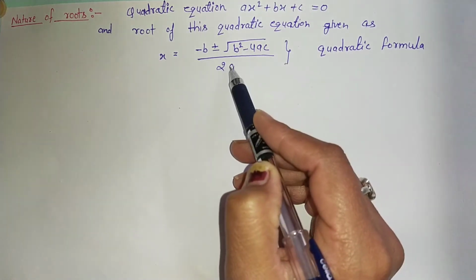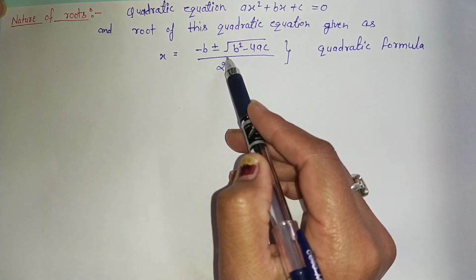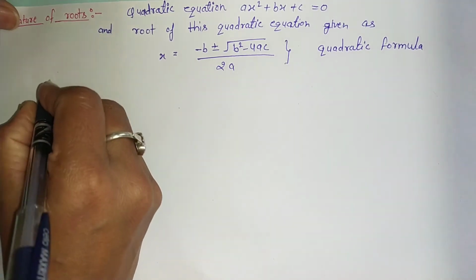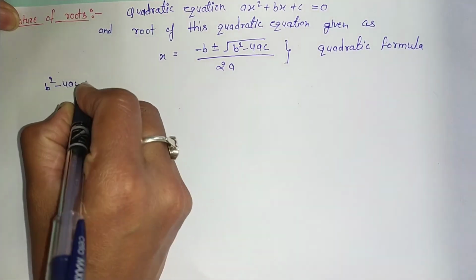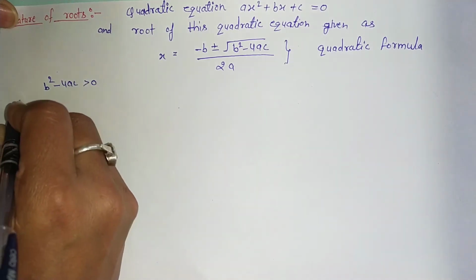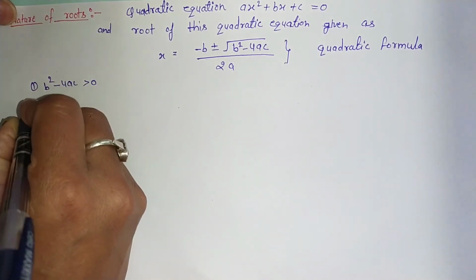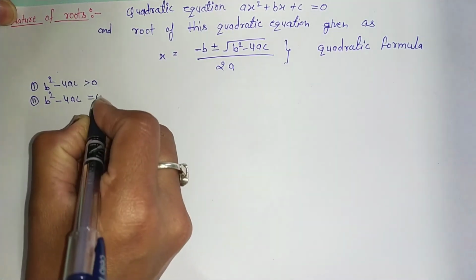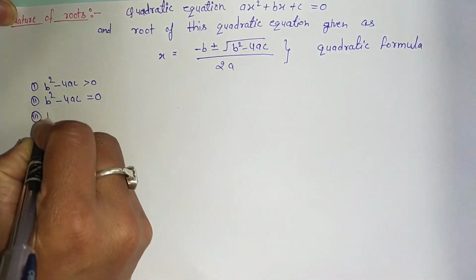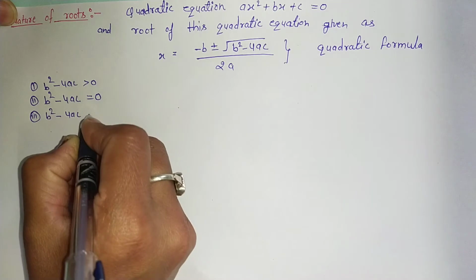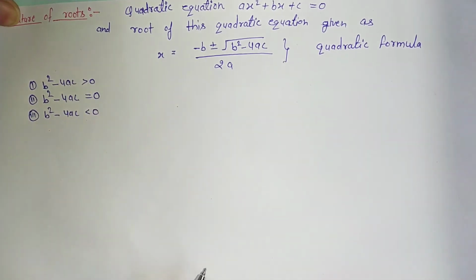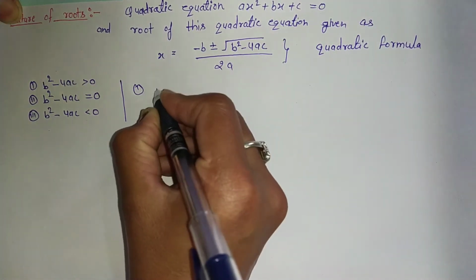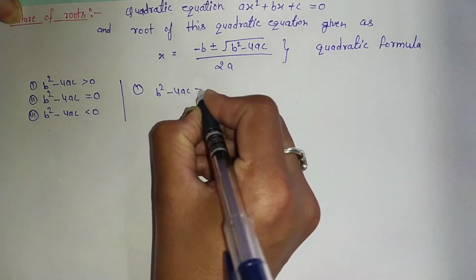In this quadratic formula, there are three conditions. If b square minus 4ac is greater than 0, this is the first condition. Second condition is b square minus 4ac equal to 0. And third is b square minus 4ac is less than 0. Now we take the first condition, that is b square minus 4ac is greater than 0.